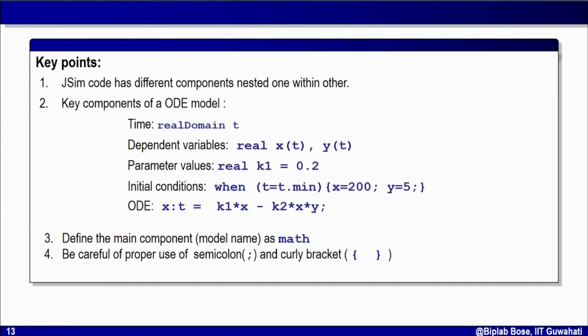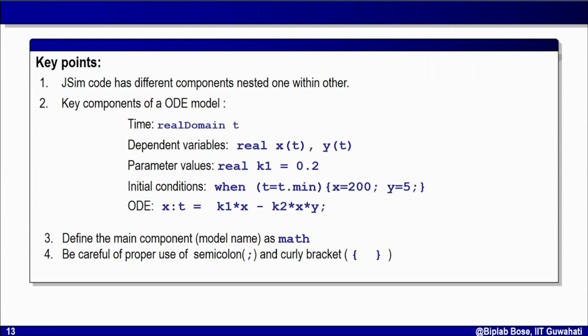So what we have learned in this module is that we have seen two different models. One is the fish tank model with one dependent variable. We have seen another model for predator prey with two dependent variables, and we have learned how to write down the code in JSim's own language and then compile it and run it to get the result and how to plot that result. So just to jot down the key points, JSim code has different components nested within each other that you have to remember.